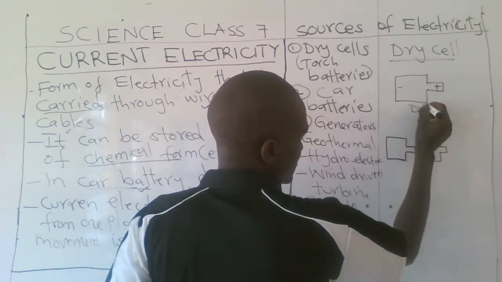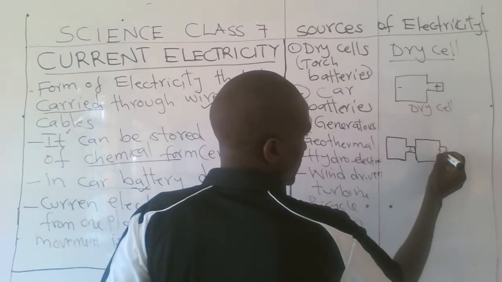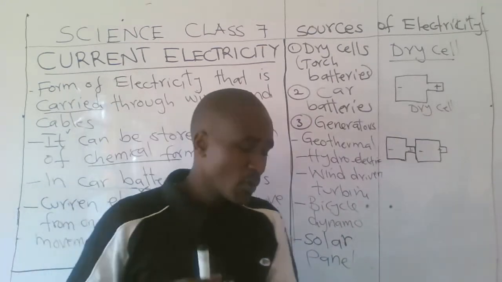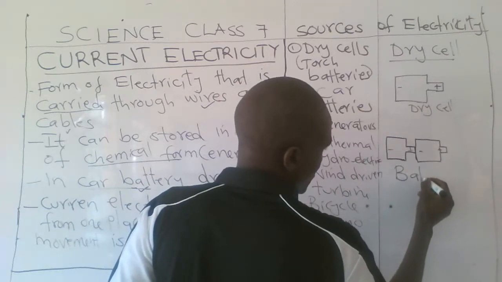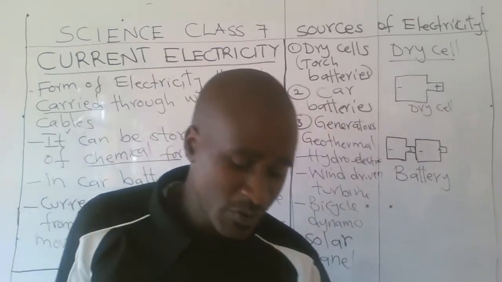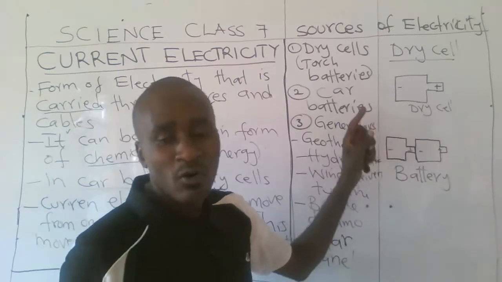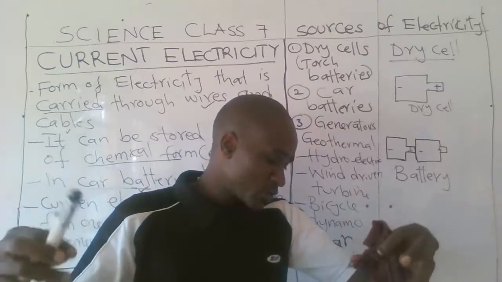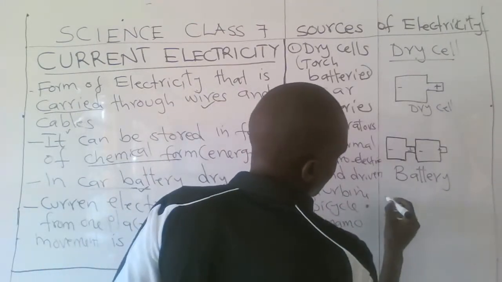Like this one I call dry cell. What about this one? Which means here I have two or more dry cells. Now the name we give it is battery. Battery means where we have more than one, two dry cells and above connected together, they give us what is called a battery. Two or more dry cells make up a battery.